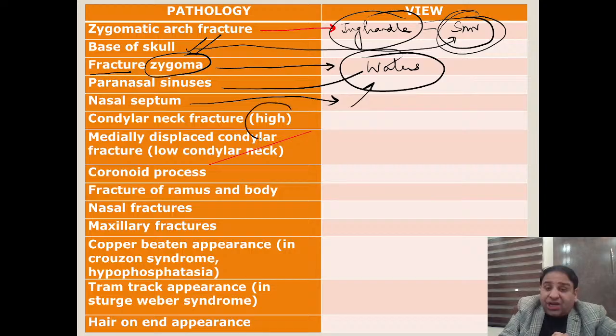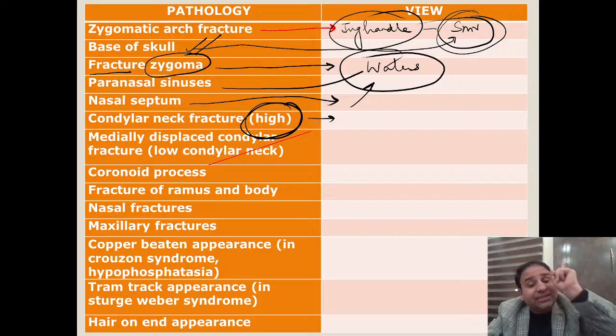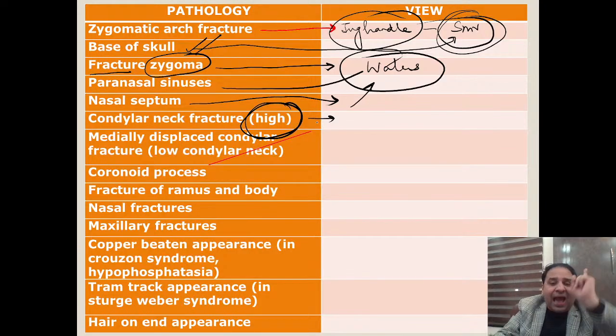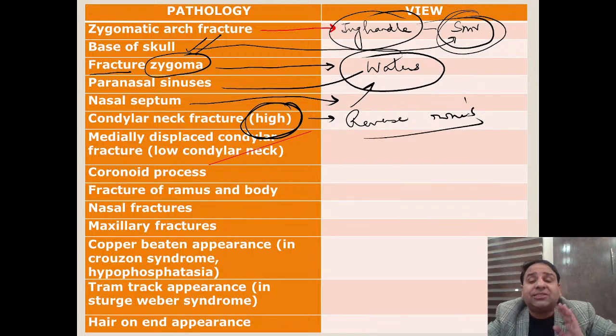Condylar neck fracture, that is high condylar neck fracture. Actual condylar neck fracture is high condylar neck fracture, and it is best seen in reverse Towne's.